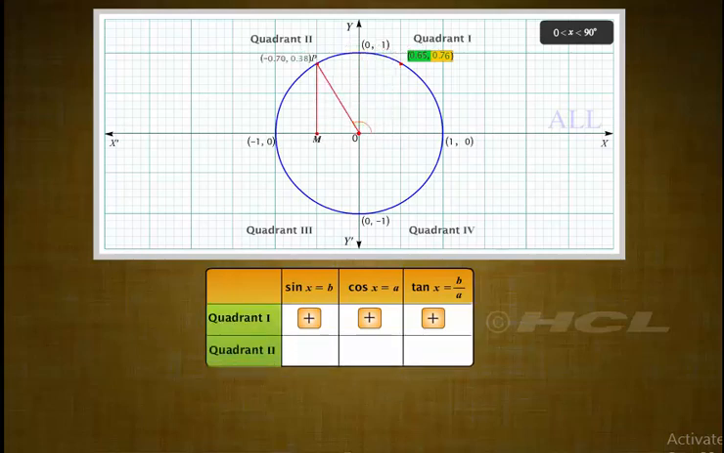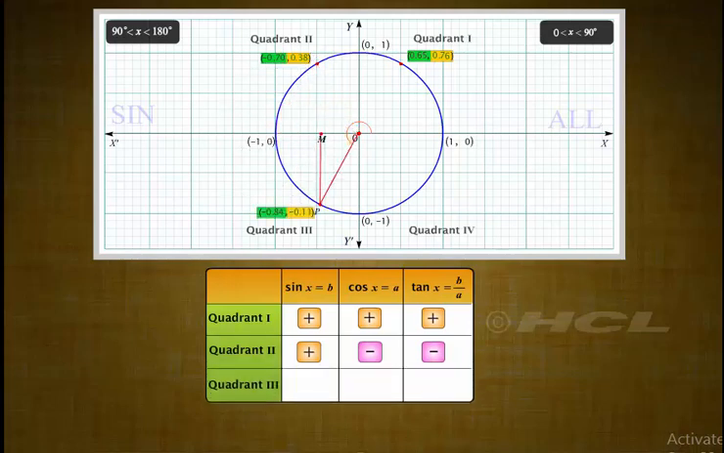Next, in the second quadrant, the y-coordinate of the point P is positive and the x-coordinate is negative. Hence, the value of the sine function is positive and the value of the cosine function is negative. Since sine is positive and cosine is negative, the values of the tangent function, the cotangent function, and the secant function are negative, while the value of the cosecant function is positive in the second quadrant. Therefore, in quadrant 2, sine function is positive, cos and tan are negative. Hence, for angles ranging from 90 degrees to 180 degrees, sine is positive and cos and tan are negative.